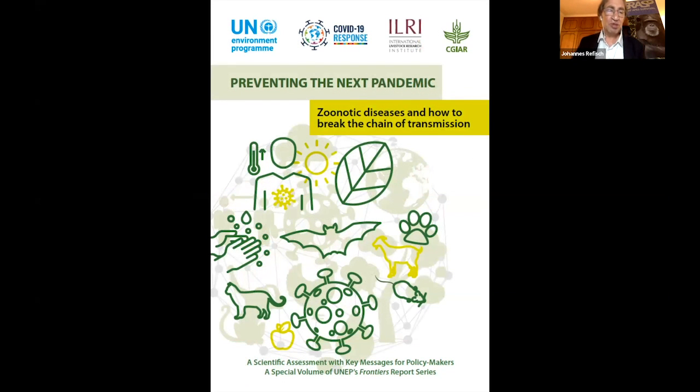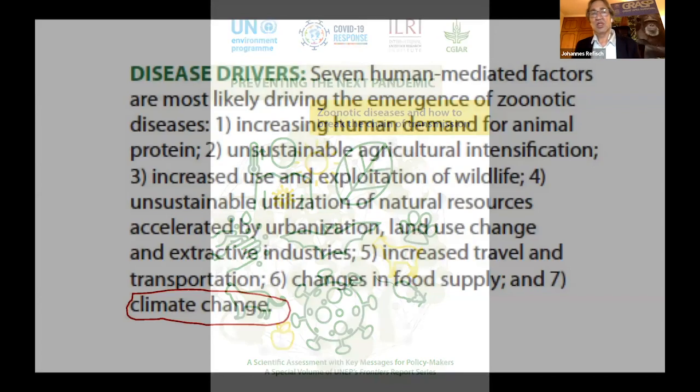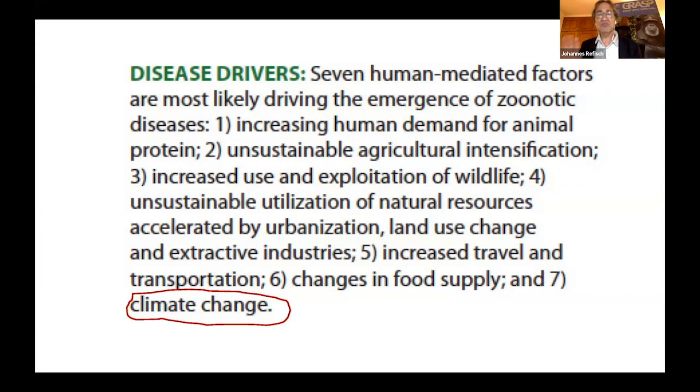So I haven't spoken much about the link between climate change and disease. I was one of UNEP's authors on a joint report with ILRI on preventing the next pandemic, zoonotic diseases, and how to break the chain of transmission. And in that report, we concluded that there are seven main drivers that are most likely driving the emergence of zoonotic diseases. Zoonotic diseases are diseases which are transmitted from animals to humans. And as you can see, number seven, climate change is one of the main drivers.